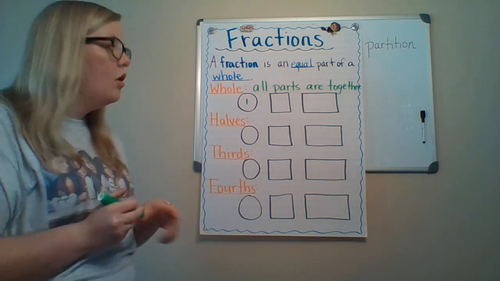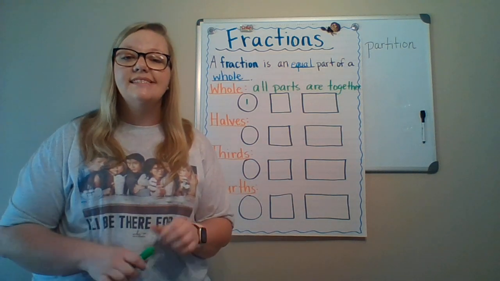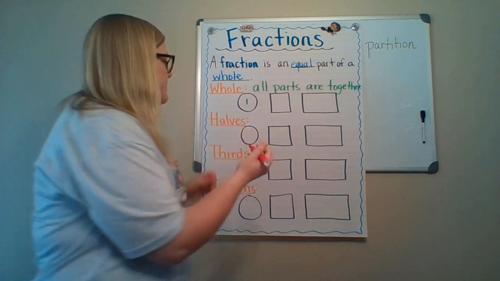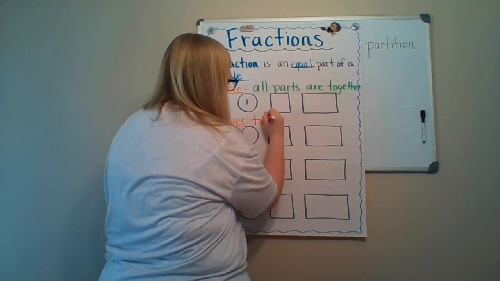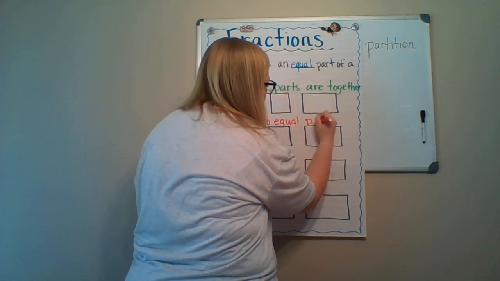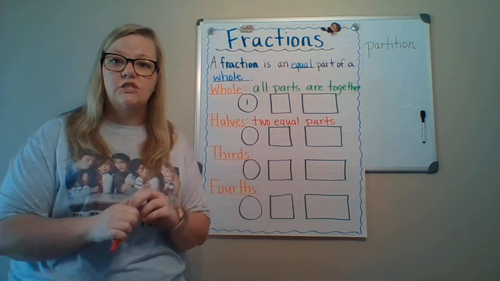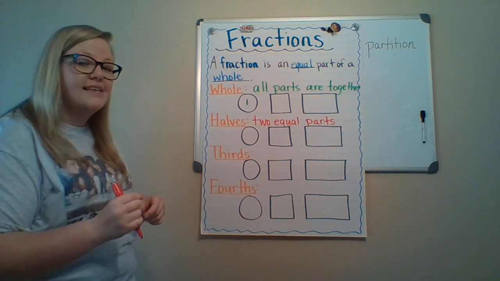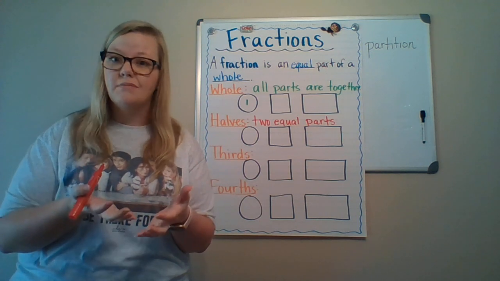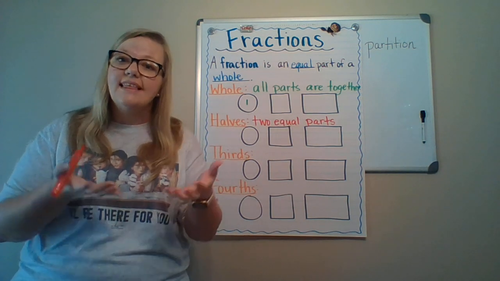So after one whole, we move down to halves, and you probably know what this is. But if something is divided into halves, it is divided into 2 equal pieces, 2 equal parts. Now, we could divide something into 2 equal parts in lots of different ways as long as the 2 parts are equal. That is the most important thing to remember about fractions, is that all parts have to be equal, and equal means the same.